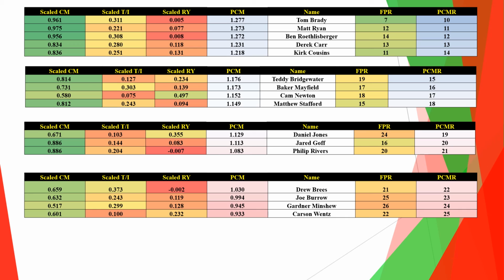Some things that I saw just of interest. Jared Goff was 16th, but I have him 20th. That's not so bad. Brady was 7th in fantasy, but 10th in the model. I'm not sure. I think Bridgewater might have been a little better than he appeared. But anyway, you can check it out. I think Brees kind of fell down towards the end. He definitely was spotty.